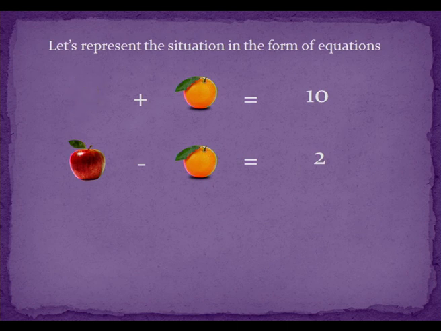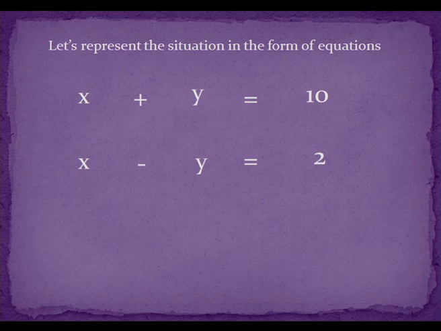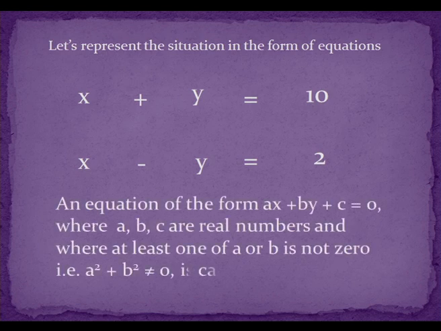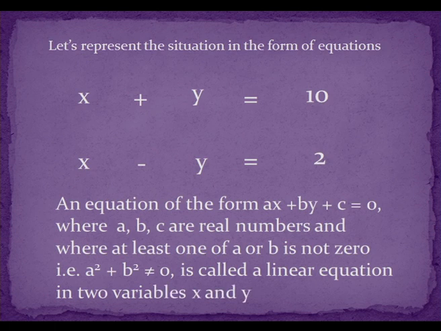So, let's consider apples as x and number of oranges as y. So, we are trying to represent number of apples with x and number of oranges with y, which means we are trying to represent the situation in the form of variables. So, an equation of the form ax plus by plus c is equal to 0, where a, b, c are real numbers and where at least one of a or b is not 0, that is a square plus b square is not equal to 0, is called a linear equation in two variables x and y.